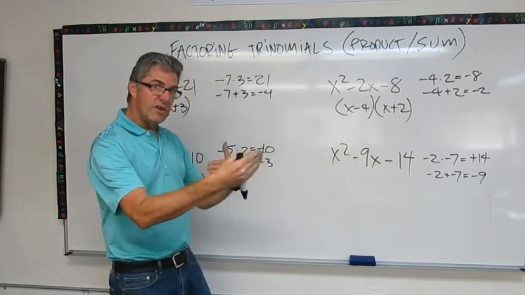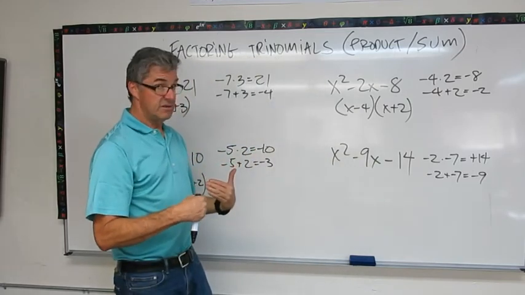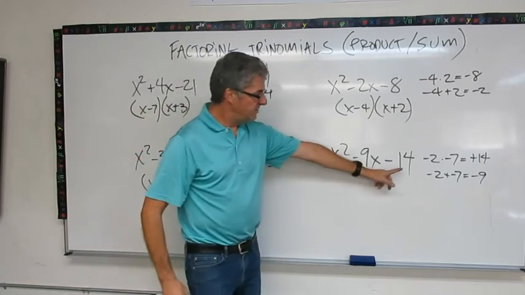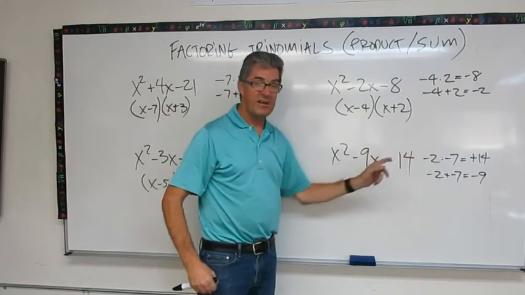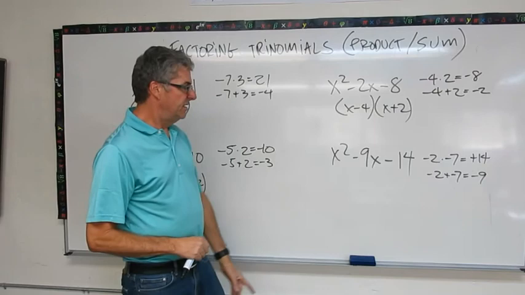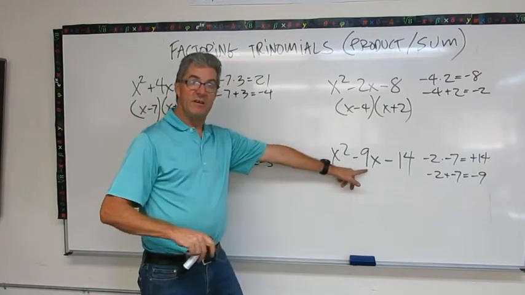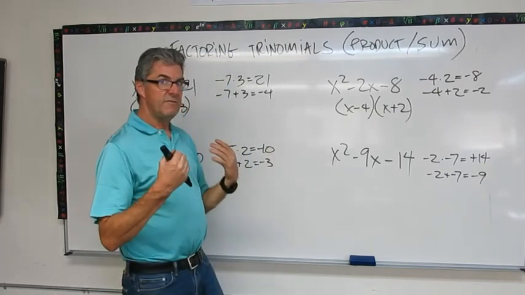And if you try all the combinations of 2 and 7, you're not going to get there. And the 14 really only has these two factors, other than 1 and 14, and there's no way you're going to get a 9 with that. So this one is not factorable.